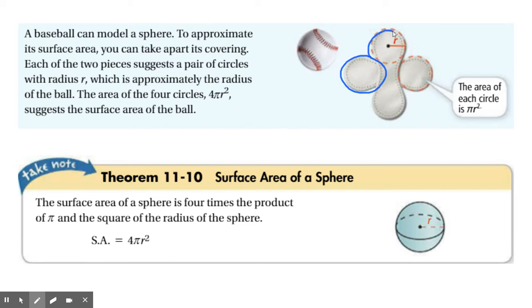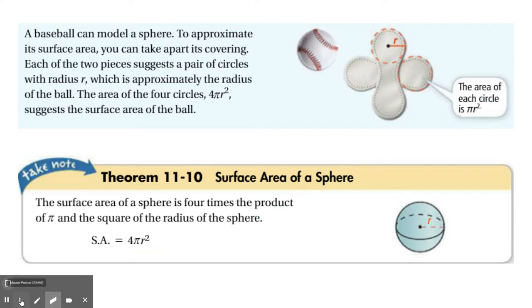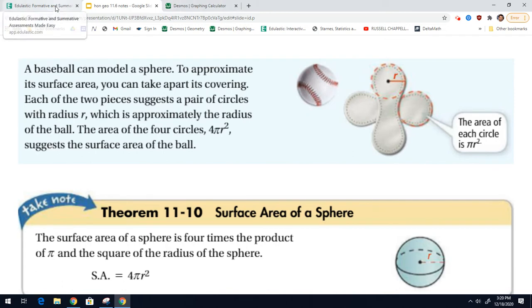One, two, three, four. Now there is some space in between, but if we think of surface area as this fabric's area, the leather, one, two, three, four circles, that'd be 4 pi r squared. And now notice what your surface area formula for a sphere is: 4 pi r squared. Easy peasy. Done. So let's take a look at some problems involving surface area of spheres.